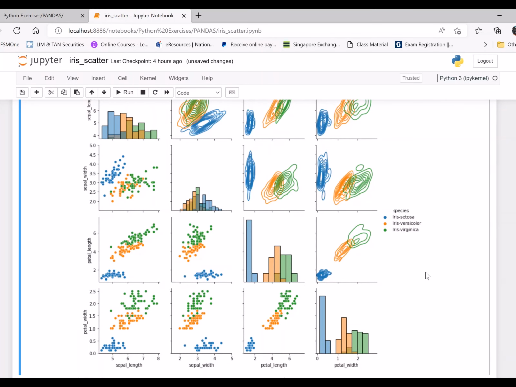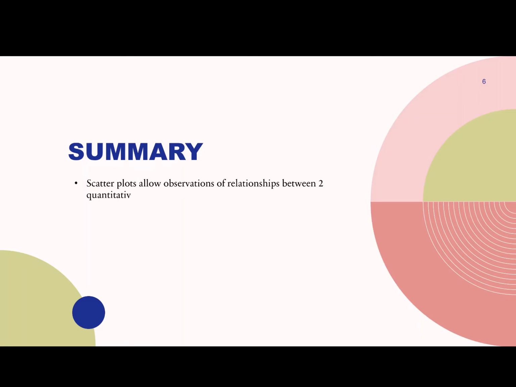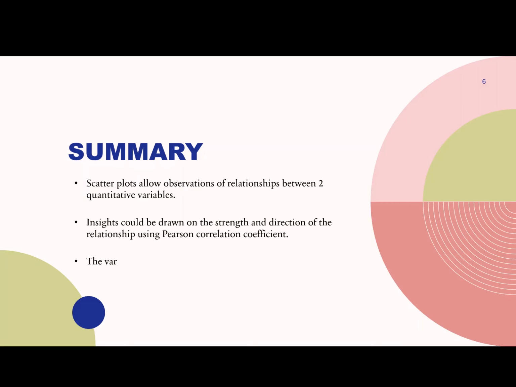To conclude, scatter plots allow observations of relationships between two quantitative variables. Insights could be drawn on the strength and direction of the relationship using Pearson correlation coefficient. The various types of plots in Python such as matplotlib scatter, Seaborn's regplot, lmplot, jointplot and pairplot provide flexibility in the graphical representation of data. These are useful tools for data analysis.